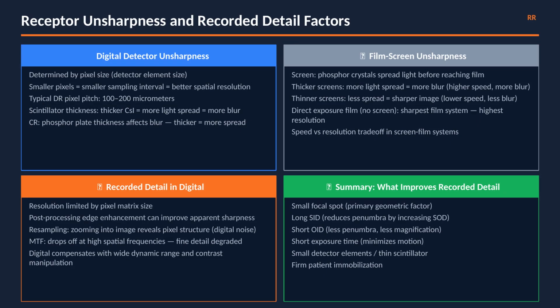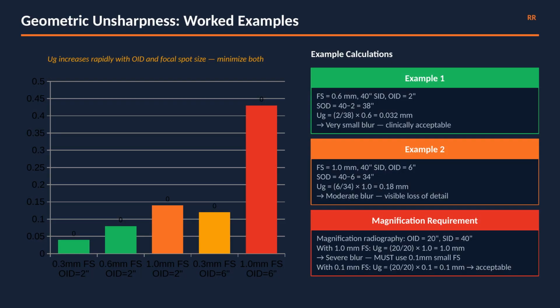Digital detector unsharpness is determined by detector element, DEL. 3 examples from the bar chart on this slide. Example 1, 0.6 mm focal spot, 40-inch SID. 2-inch OID, SOD equals 38 inches. UG equals 2 divided by 38, times 0.6, equals 0.032 millimeters. Very small blur, excellent recorded detail for routine radiography.